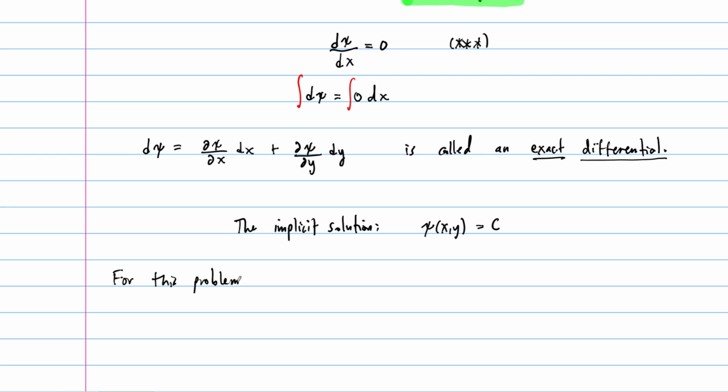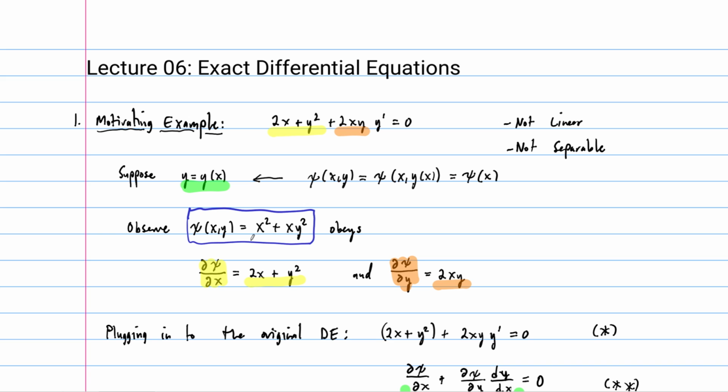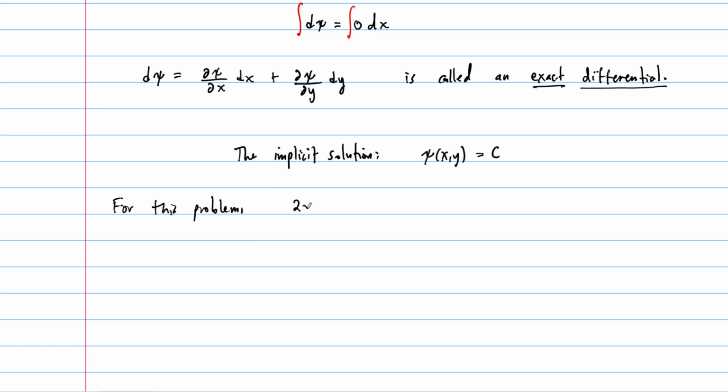Let me rewrite the whole problem. For this problem, the equation was 2x plus y squared plus 2x times y prime equals 0. And this has the solution, or solution set really, of our function, which was x squared plus x times y squared equals C, and this is for real numbers C. The reason it's a solution set is there's infinitely many possibilities for C, but the functions determined by this implicit equation solve this differential equation that we were given.